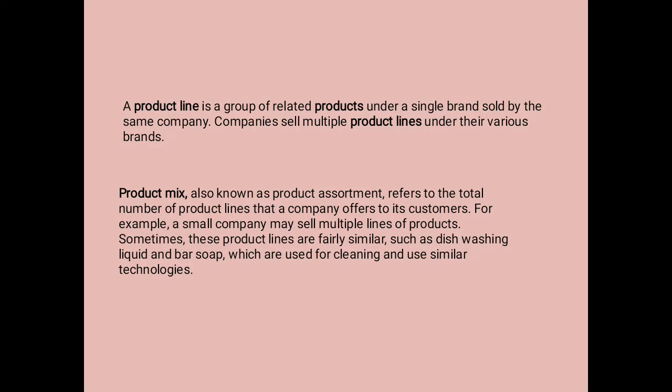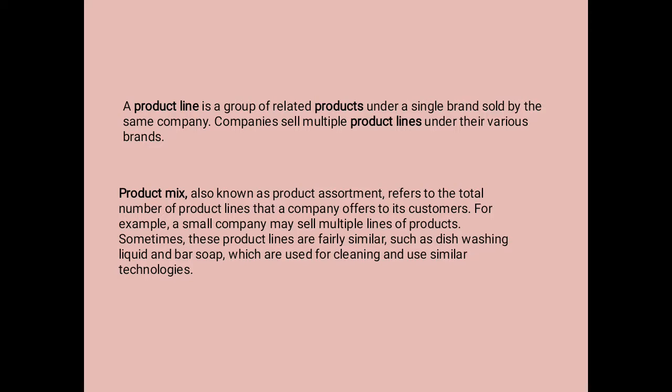First of all, we need to look at a couple of areas which are related to products. Like, what exactly is a product line? Now, a product line refers to a group of related products under a single brand sold by the same company. And companies sell multiple product lines under their various brands.